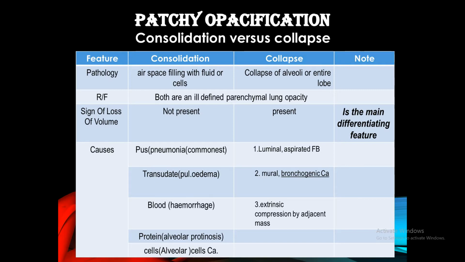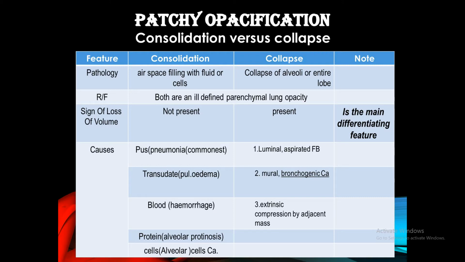أما الكولابس هو عبارة عن loss of size of the lobe or lobule or area due to the obstruction of the bronchus. Mainly obstruction. We have several types of collapse. Let's talk about the obstructive type. The obstructive type of the collapse is caused by obstruction of the bronchus.